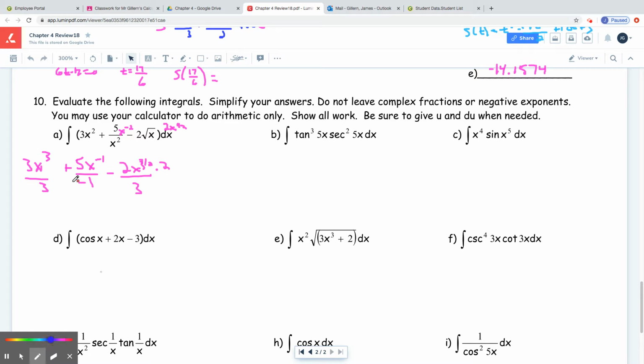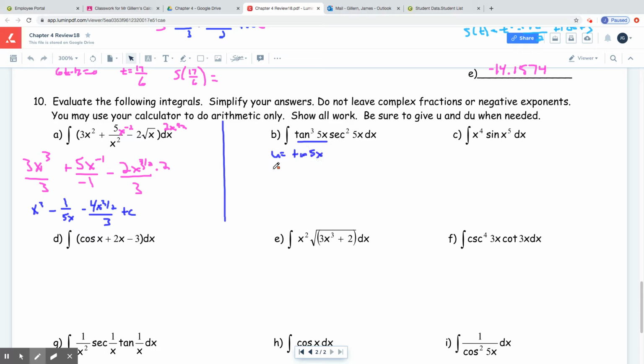So my answer, these cancel, is x cubed minus 1 over 5x minus 4x to the 3/2 over 3 plus c. There's A. Now we have a trig problem, with multiple trig things in here, and they have different powers. So we take the trig with the highest exponent. So our u is going to be tangent 5x.